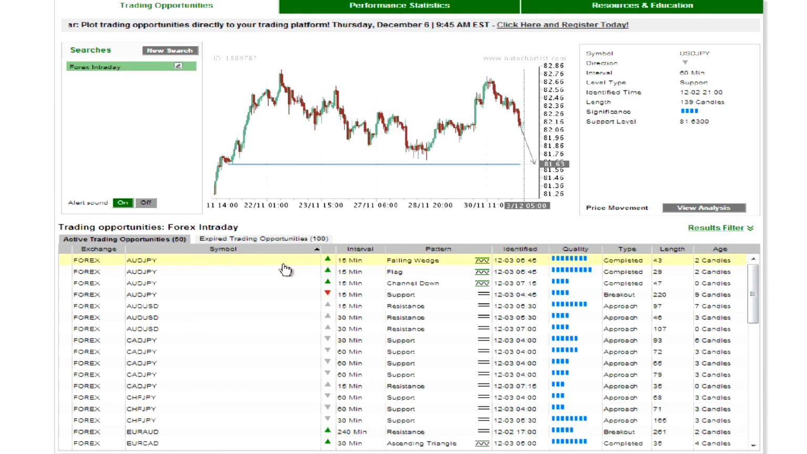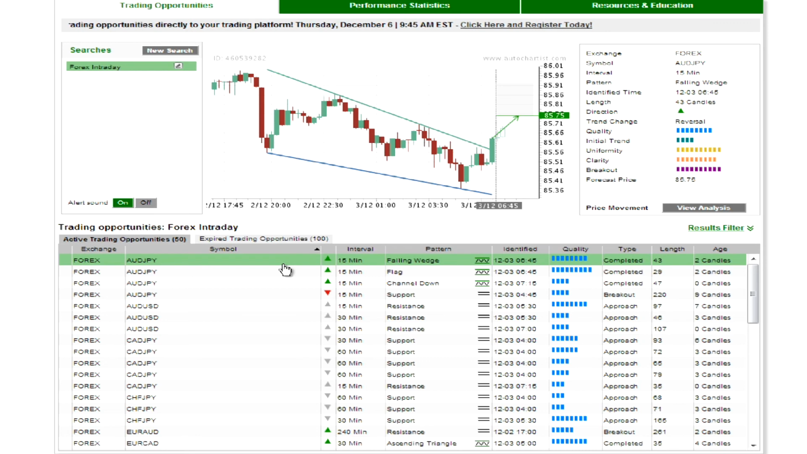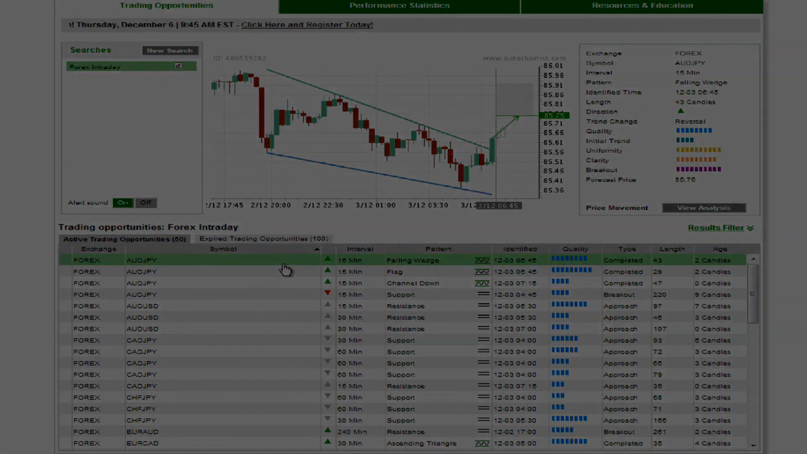Okay, so I have AUDJPY, AUDUSD, Swiss franc Japanese yen, Euro Japanese yen, Euro USD, Pound USD, and New Zealand dollar USD. Okay, so I've got a lot of trades to make.